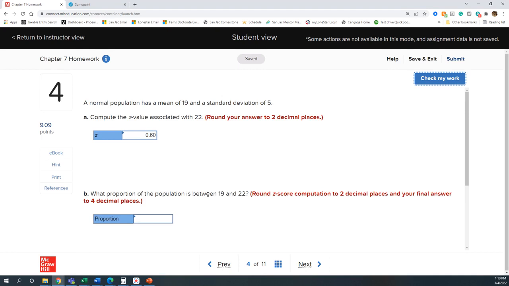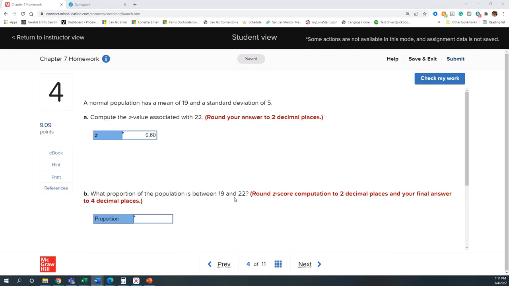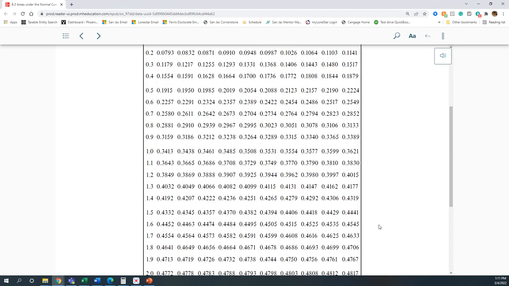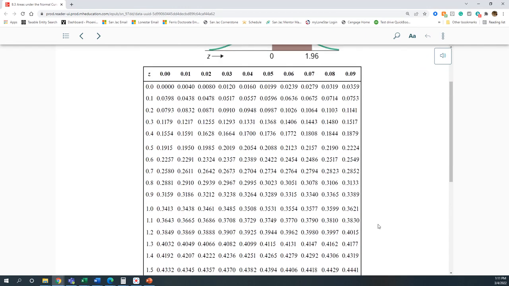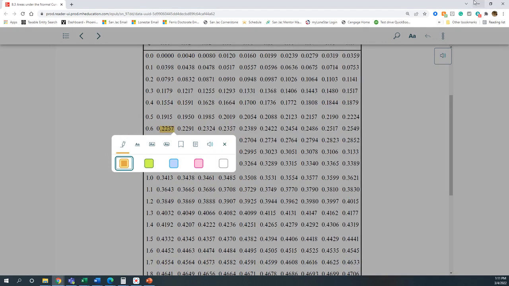So, what proportion of the population is between 19 and 22? Round the z-score computation to 2 decimal places. We're only looking at 0.6, since we're already halfway, we're not adding or subtracting. For the proportion, we need our z-table. So here's our z-table. All we need to do is find 0.60. So our answer should be 0.2257.